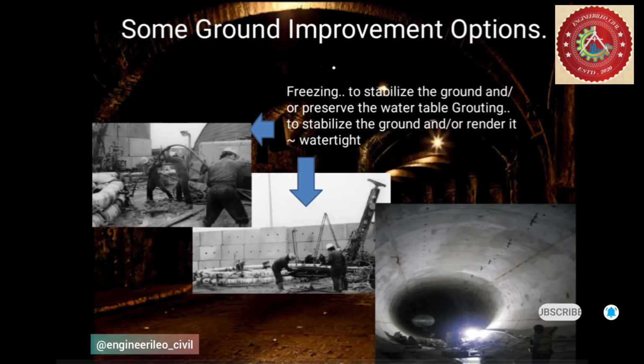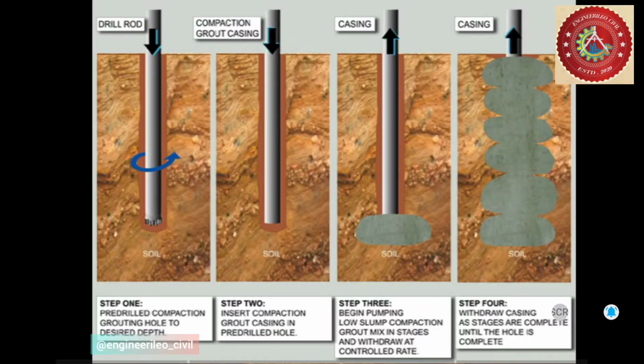Some ground improvement options: freezing to stabilize the ground and preserve the groundwater, and grouting to stabilize the ground or render it watertight. Here you can see the pre-drilled compaction grout hole to desired depth, and insert the compaction grout casing in the pre-drilled hole. Begin pumping low slump compaction grout mix in stages with withdrawal at a controlled rate, without casing as stages are complete, until the hole is completed.